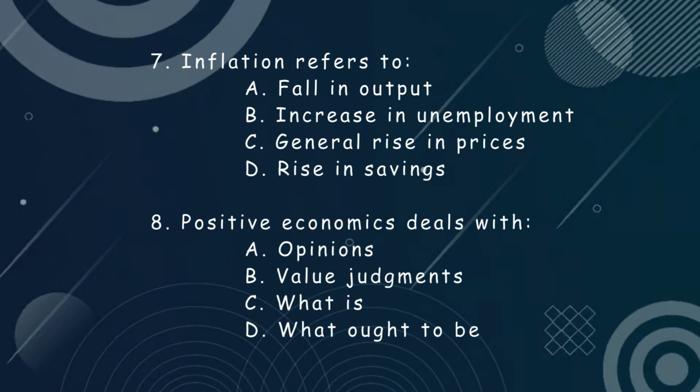Question number 7. Inflation refers to A. Fall in output. B. Increase in unemployment. C. General rise in prices. D. Rise in savings. Answer: C. General rise in prices.